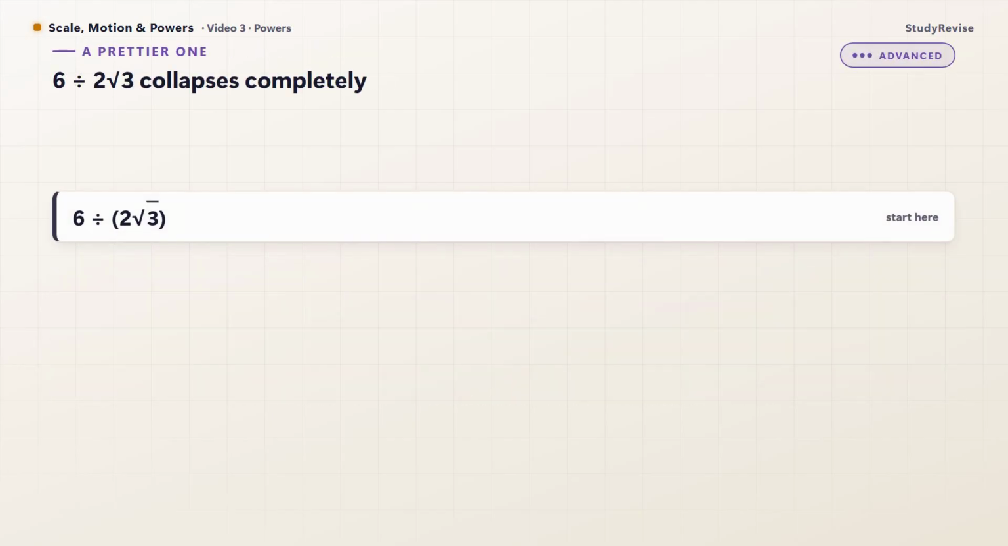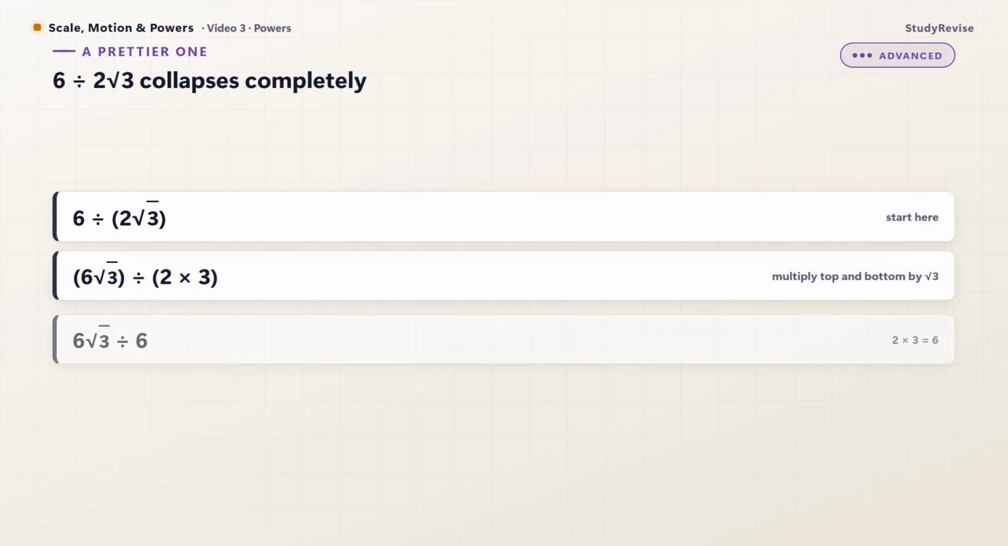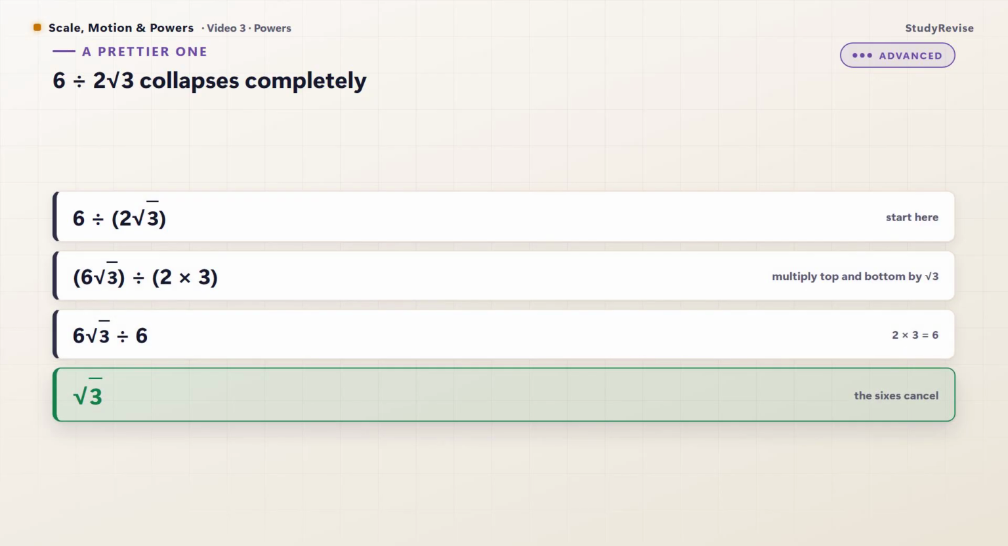Here is a prettier one. 6 over 2 root 3. Multiply top and bottom by root 3. Top, 6 root 3. Bottom, 2 times 3, which is 6. 6 root 3 over 6. The 6's cancel. The answer is just root 3.